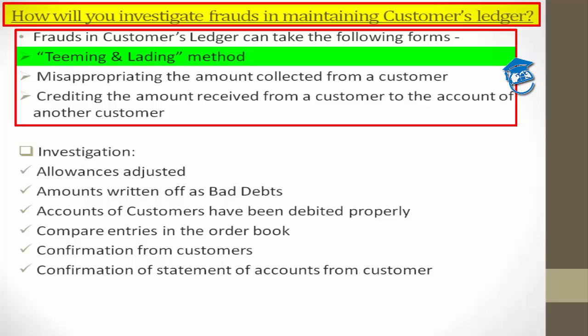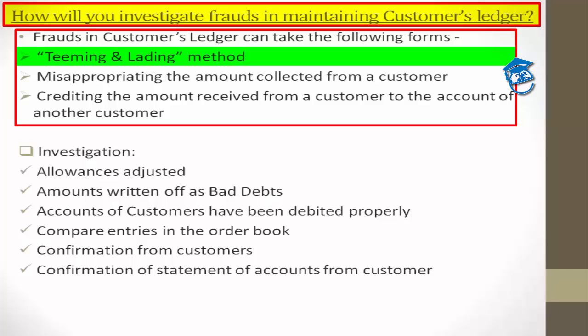Again you are doing the same thing. So you are just basically misappropriating those assets before the close of the year. This is something which will be called teaming and lading. Guys, that's the meaning of that. So you are just mishandling and misappropriating the amount which is being collected from one customer and crediting the same with another customer. This process is going to be repeated.